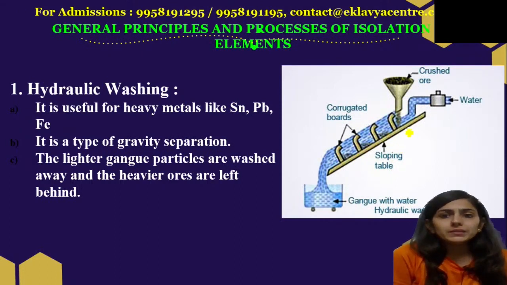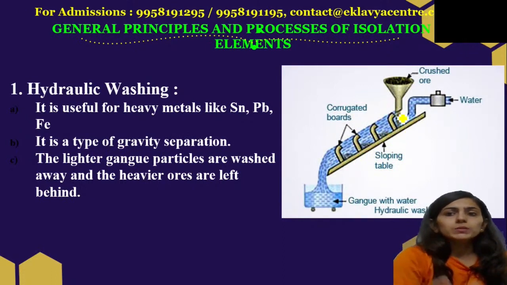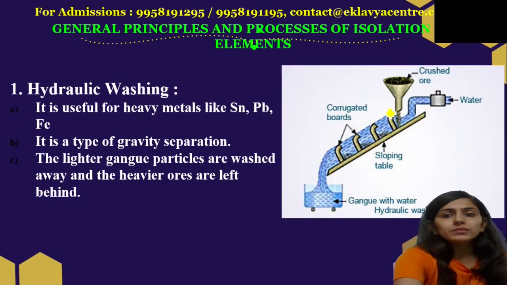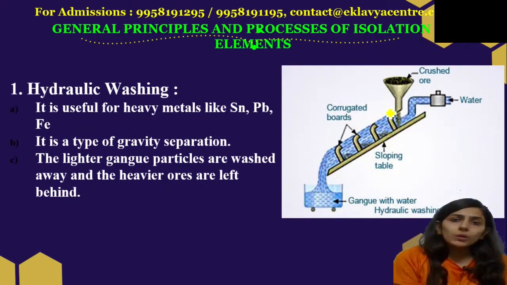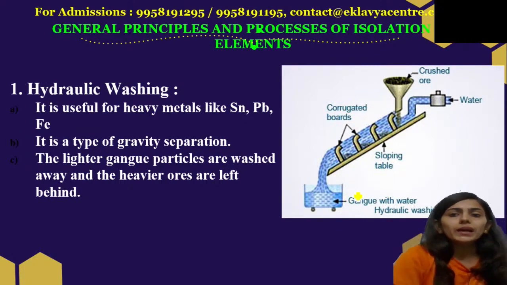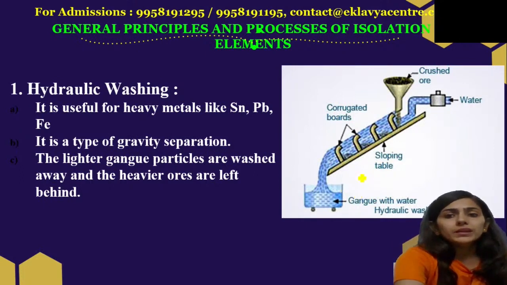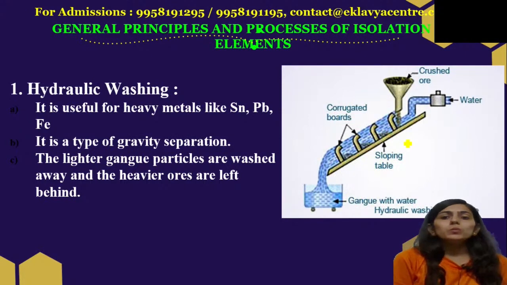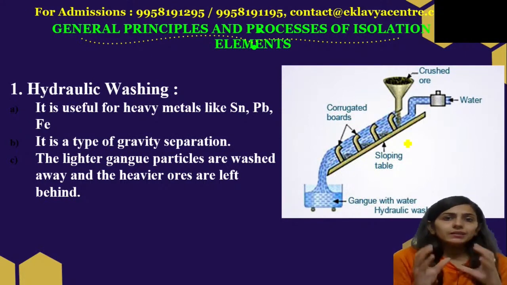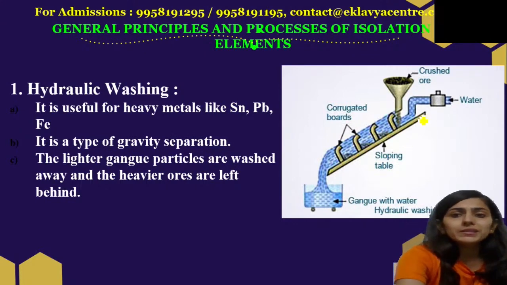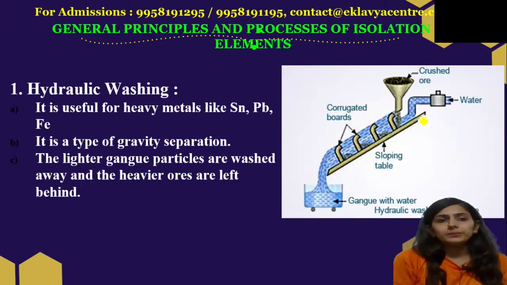We know that the gangue particles are lighter in weight, so they will remain at the surface and get washed away with water. So we will get gangue, the impurities, with water. But here, can you see this sloping table? Since the heavier elements are heavier in nature, they will settle down at the bottom.